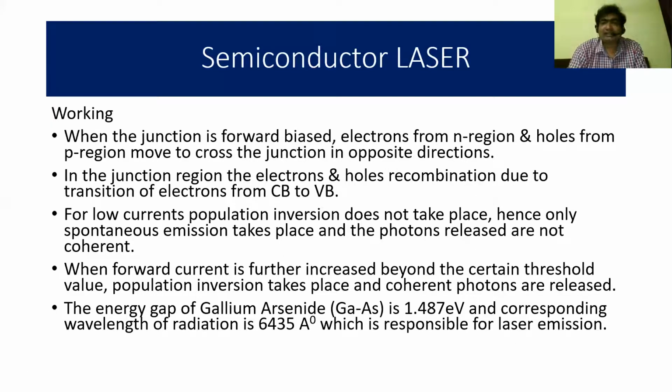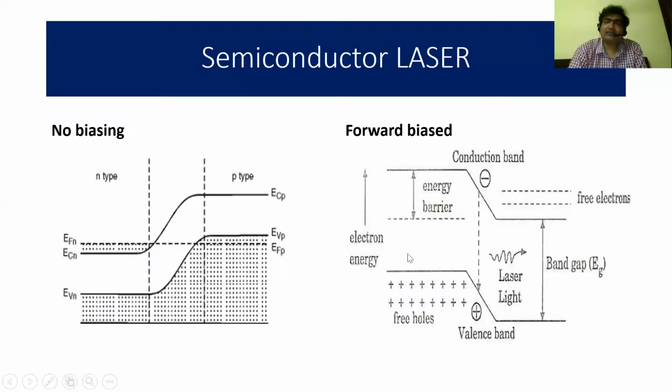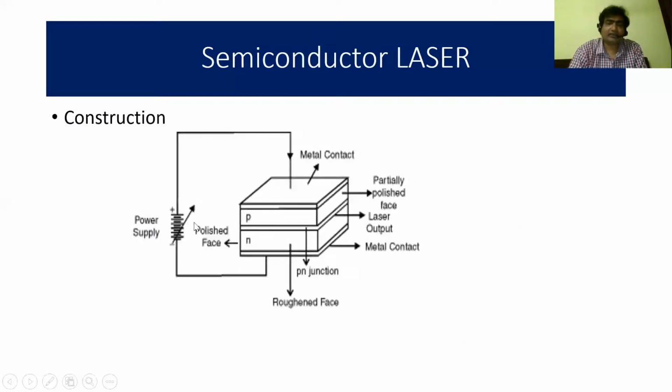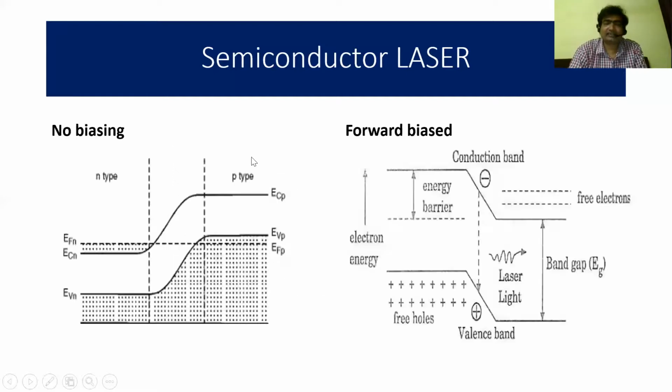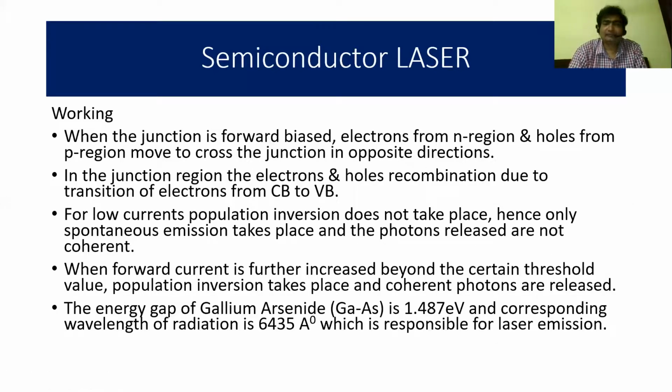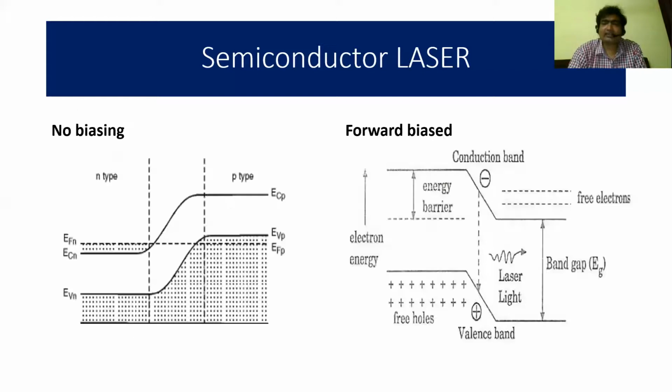When the forward current or the forward biasing voltage is increased further, then for a particular threshold voltage, population inversion takes place and coherent photons are released. So a large number of electrons enter into this junction part and a large number of holes enter into this junction part due to the application of high forward bias voltage. At this particular situation, stimulated emission of radiation will take place.